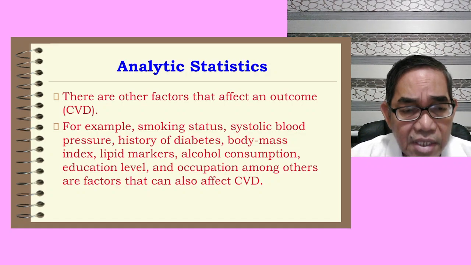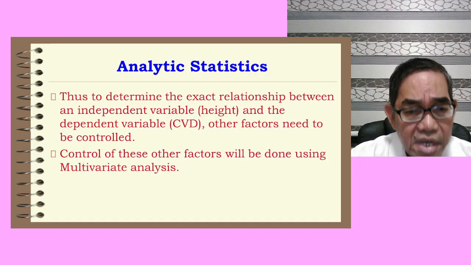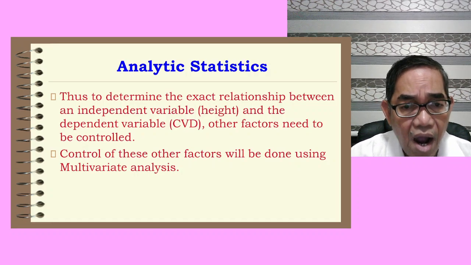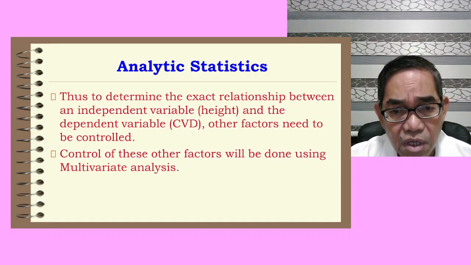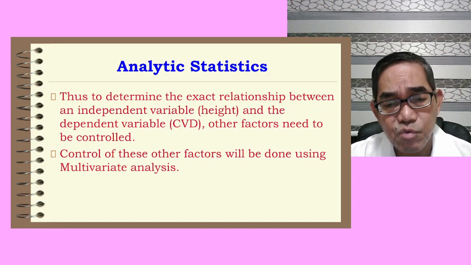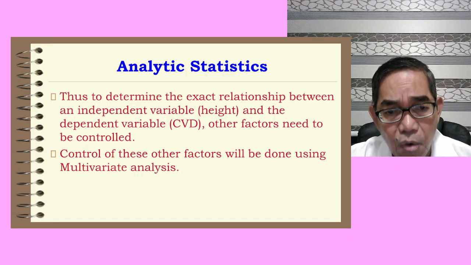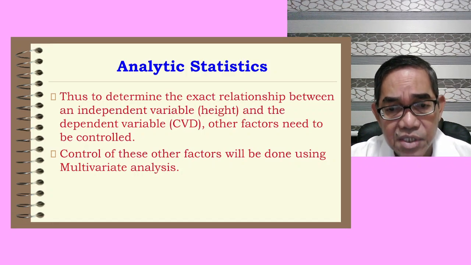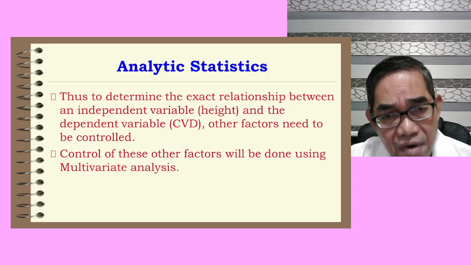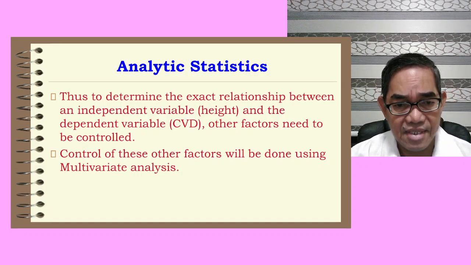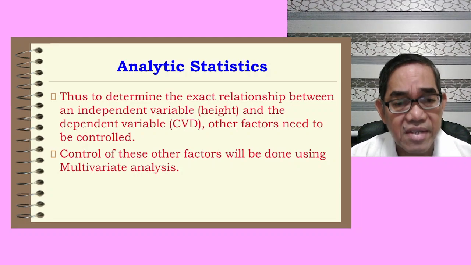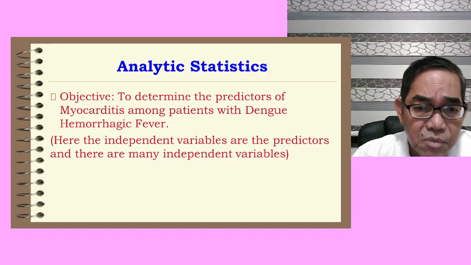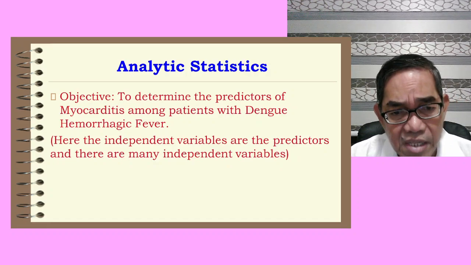Now, when we look at these factors to determine the exact relationship between height and cardiovascular disease, all those other factors that we mentioned a while ago need to be controlled in the analysis. And when you control them in the analysis, you will be doing a multivariate analysis. So that's the meaning of multivariate analysis. So let's give an example of another multivariate analysis, or univariate first.